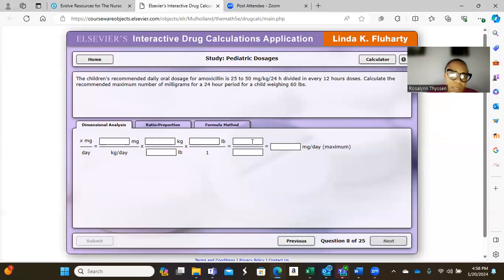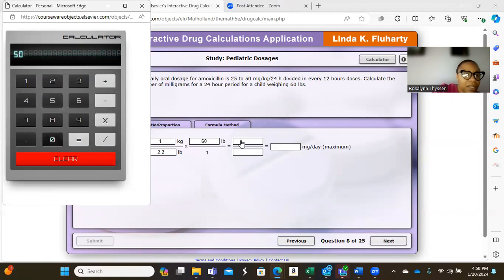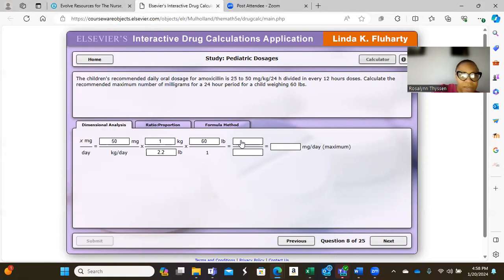All right. So this next one, again, the recommended dose is 25 to 50 milligrams per kilogram per day. Calculate the maximum number. So this time I'm looking at the biggest number, which is the 50. I set it up the same way, looking for milligrams per day. I know that it's 50 milligrams per kilogram per day. Throw my conversion in there. 1 kilogram is 2.2 pounds times the 60 pounds that I need. So I just multiply straight across. 50 times 60 is 3,000.